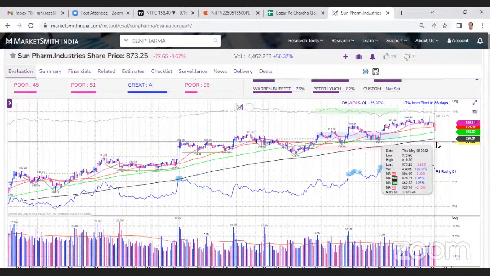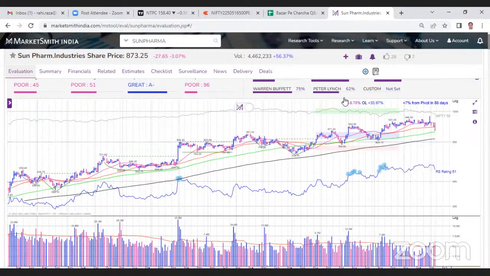I think a fresh bull call can be initiated once it breaks out above its 925 to 930 level. Only then can we take new positions. One more observation about Sun Pharma: it remained in a consolidation zone of 900 to 950 for almost 3 weeks, and then today it has given up and closed below that 900 level. So most probably it may fall further from here.